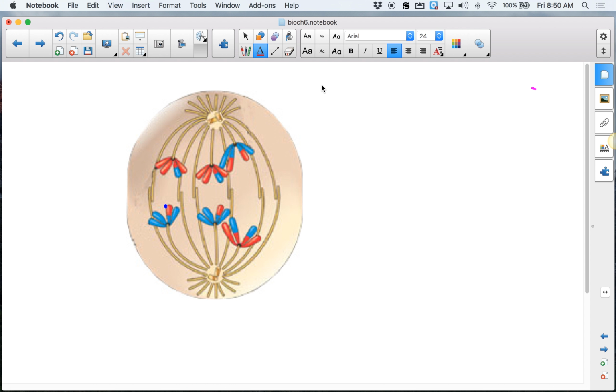Okay, the next stage is anaphase. Anaphase is where the separation actually happens, so this is anaphase 1. And so here are the homologous chromosomes.